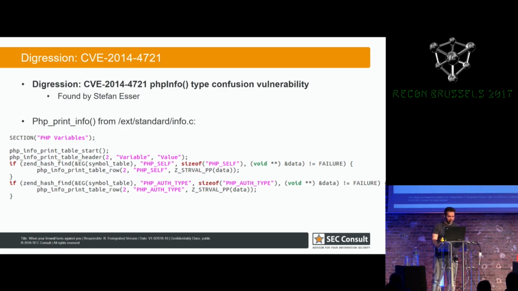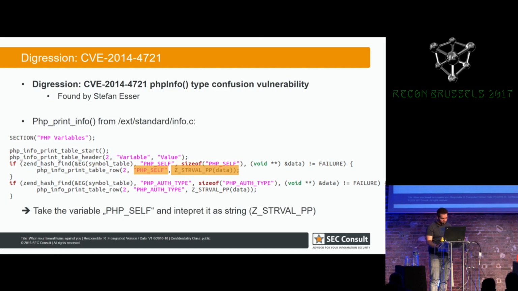So this, for example, is another vulnerability. It was also found by Stefan Esser. You see here, if I'm calling PHP info, it will just go to the PHP self variable, interpret this variable as string, and just dump it. And this macro here is always dumping it as a string. It does not check the type. So it's basically a type confusion attack.